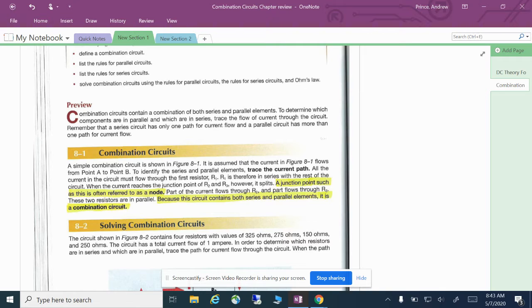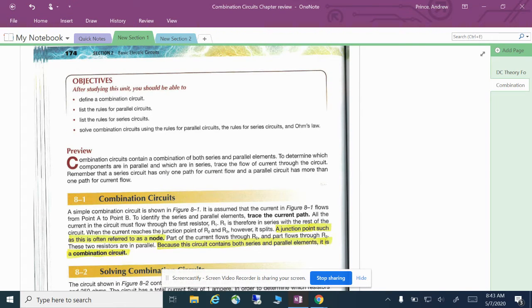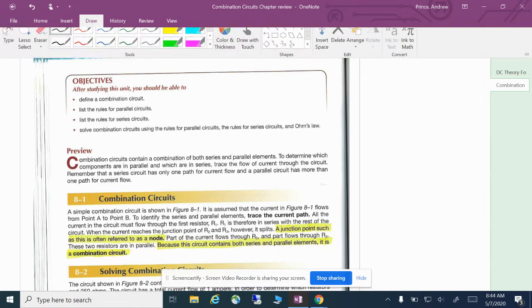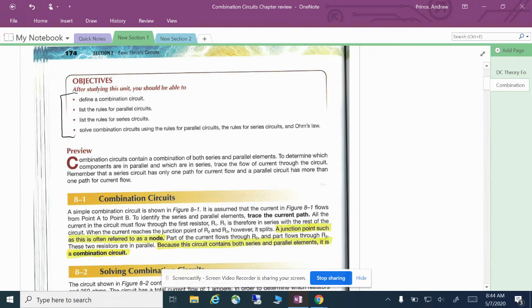So for day one, we're just going to cover the basics of combination circuits, and we'll spend a couple more days getting deeper and deeper into it as we practice doing these. But let's go ahead and just cover some of the key points. As far as the objectives at the top, you're going to want to make sure you can do all that at this point, especially for test purposes. If you can define the combination circuit, list the rules of the series and parallel, and then solve the combination circuits using those rules, you should have almost absolutely no problem on the test, but it's a little bit easier said than done.